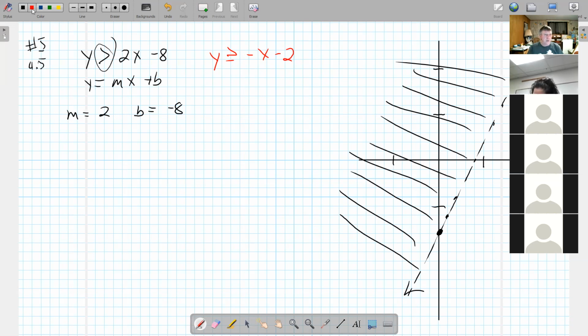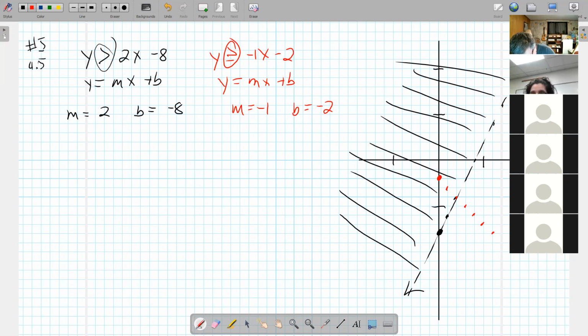Now let's take a look at the part that's in red. So using the form y equals mx plus b, here the slope would be this implied -1 coefficient, and the y-intercept would be -2. So -2, down 1 over 1, down 1 over 1, down 1 over 1. Here we have the equal sign included, so we're going to have, let's see here, I'm going to put my glasses on so I can see better.